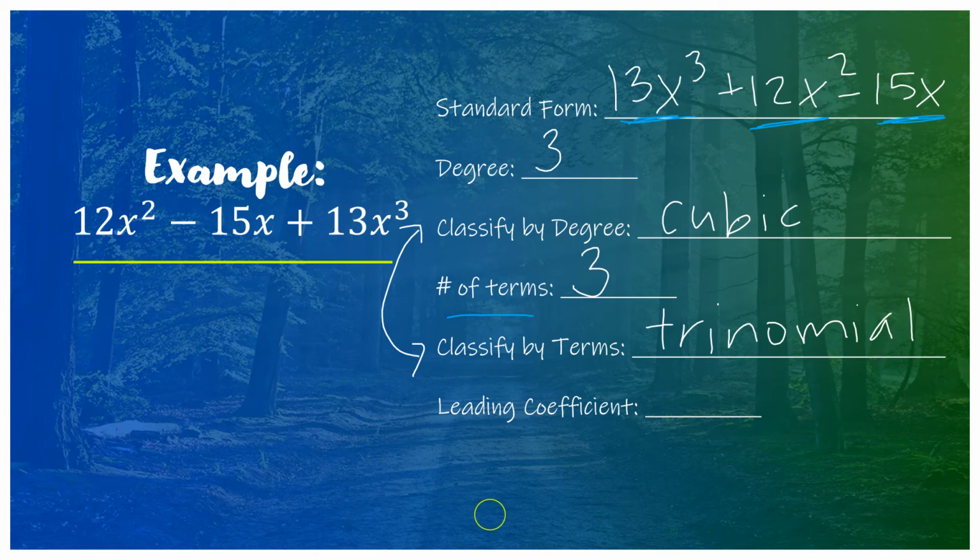All right, the leading coefficient is going to be the number that is in front, but once it's in standard form. So since 13x cubed is the term that's in front, the leading coefficient is just 13. Okay, do not include the variable. The coefficient is only the number that's in front.